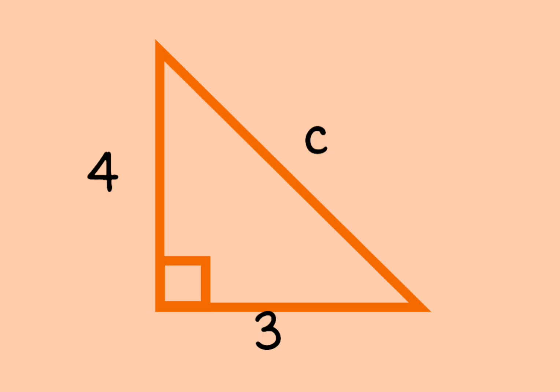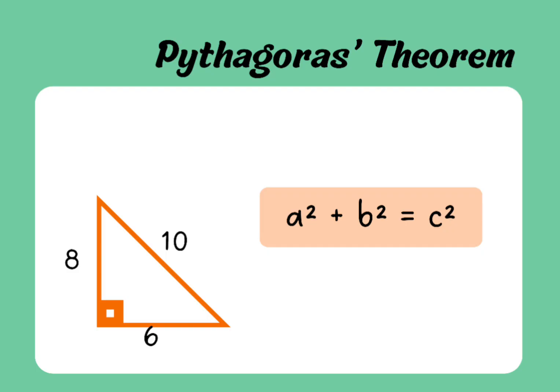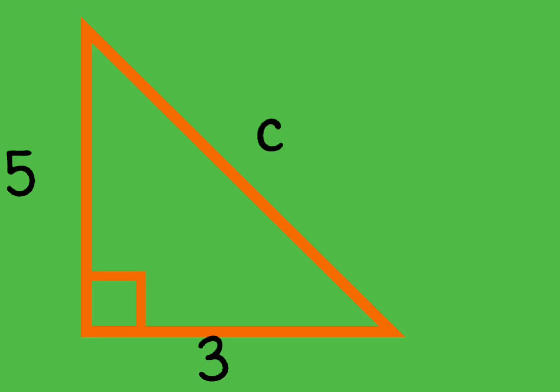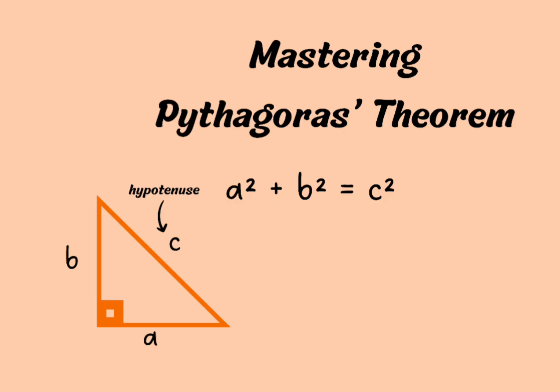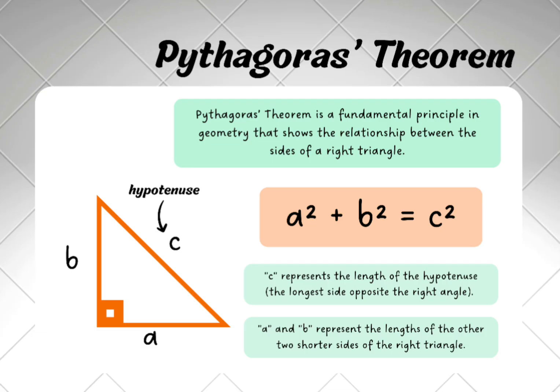Here's what we learned today. Pythagoras theorem works only in right triangles. Use a squared plus b squared equals c squared to find missing sides. It's used in construction, design, navigation, and more. Now it's your turn. Try solving a triangle near you, measure, calculate, and prove Pythagoras right.